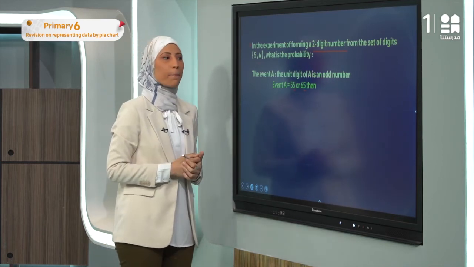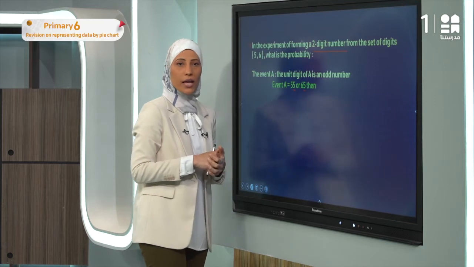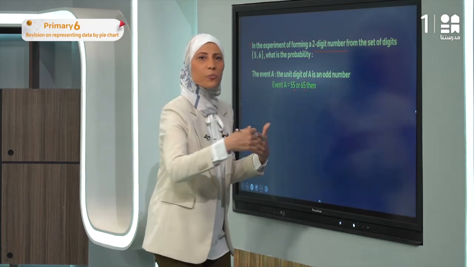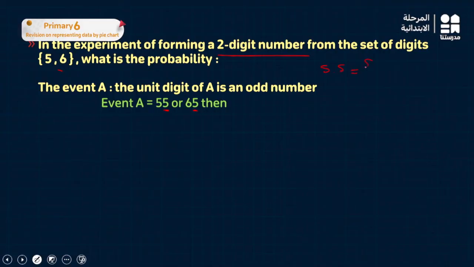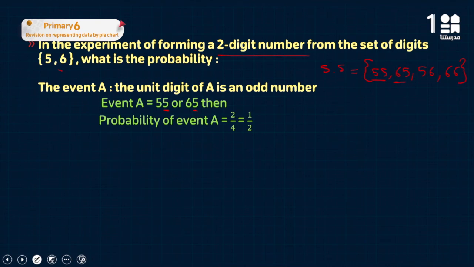طب يبقى البروبابيلتي عندي ايه؟ البروبابيلتي عندي 2 event, okay from how many events؟ طب تعالوا نكتب already sample space. الsample space بتاعتي can be 55 or 65 or 56 or 66. اوكي، الاوتكمز بتاعتي لو انا عايزه اعمل forming 55 or 65 56 or 66. طب انا شرط عندي في الايفنت انه يبقى اليونت odd, so it will be 55 or 65. طيب it's 2 events، 2 probability from how many؟ الاوتكمز بتاعتي كلها قد ايه؟ 4. So it will be 2 out of 4 اللي هي equal الهاف.